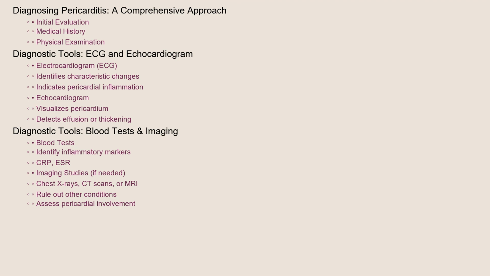Diagnosing pericarditis involves a comprehensive evaluation, starting with a thorough medical history and physical examination. A key diagnostic tool is the electrocardiogram (ECG), which may reveal characteristic changes indicative of pericardial inflammation. An echocardiogram, an ultrasound, analyzes the pericardium and detects any effusion or thickening. Blood tests may be performed to identify inflammatory markers, such as C-reactive protein (CRP) and erythrocyte sedimentation rate (ESR). In some cases, imaging studies like chest X-rays, CT scans, or MRI may be necessary to rule out other conditions and assess the extent of pericardial involvement.